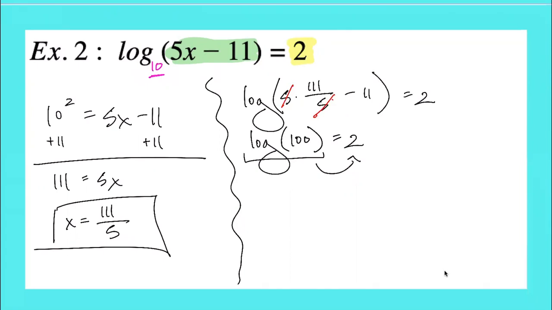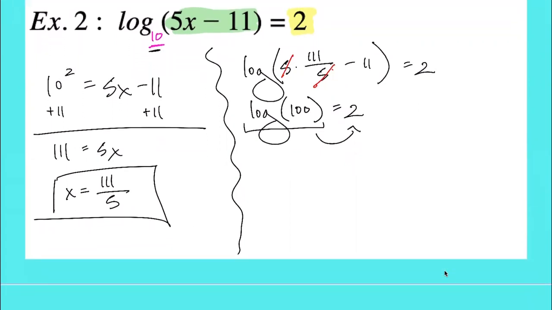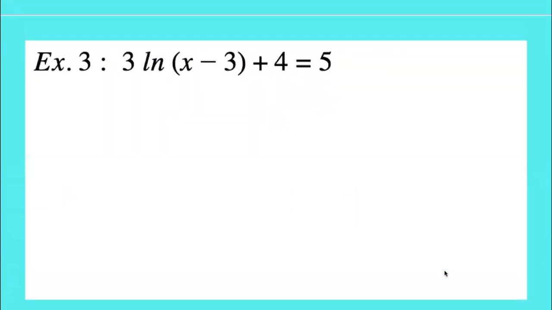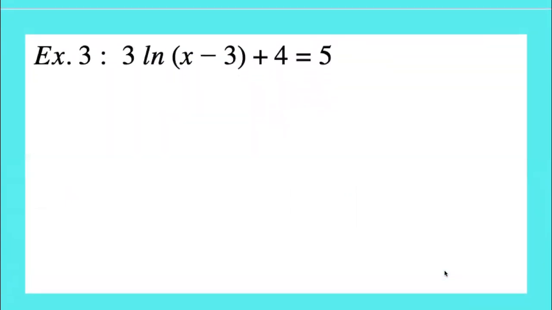So very similar, but some small differences, like we want to make sure we know what our base is every single time. All right, so let's take a look at example number 3 here. 3, natural log of x minus 3 plus 4 equals 5.